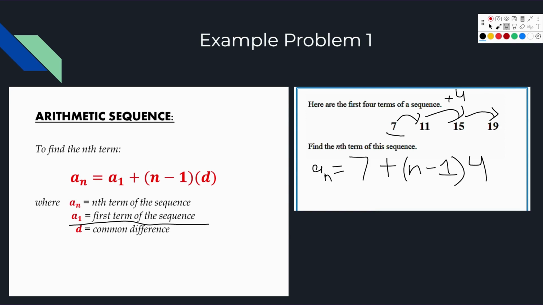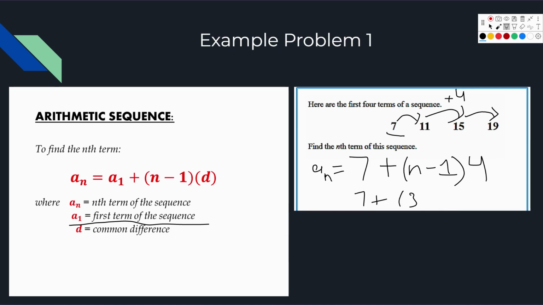And you can simplify this if you want. However, this is really the sequence here, and you can basically test it out. So for instance, if I wanted to find the third term of the sequence, I would put 3 in this equation and it would give me 7 plus 3 minus 1 multiplied by 4, and that's going to give me 7 plus 8, which is the same as 15, which is in fact our third term.